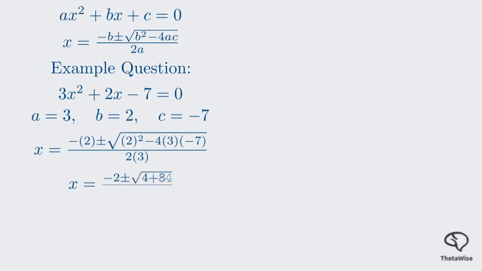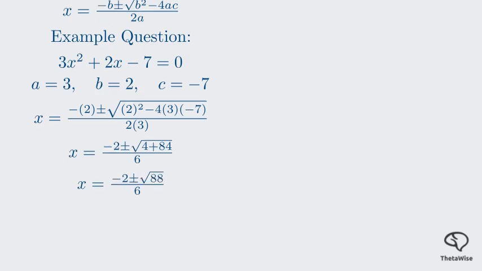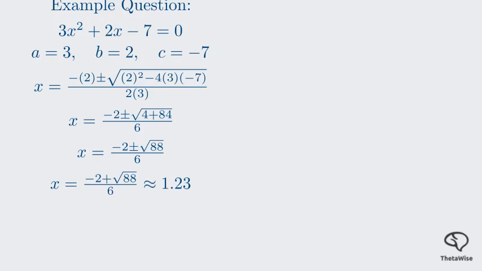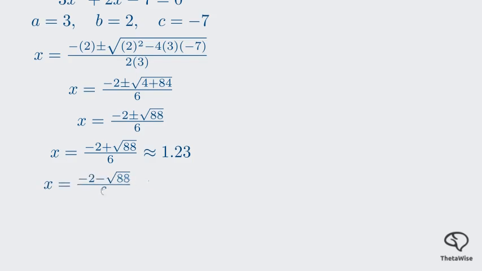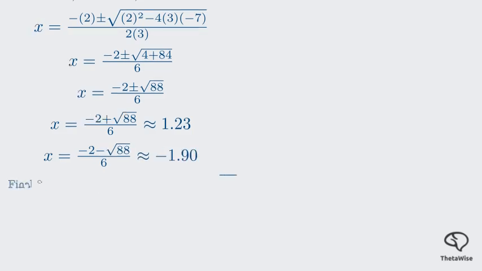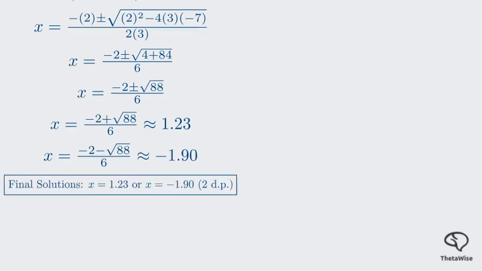Inside the square root, we have 2 squared, which is 4, and negative 4 times 3 times negative 7, which is positive 84. This simplifies to x equals negative 2 plus or minus the square root of 88, all over 6. Now we split this into two calculations, one for the plus and one for the minus. Rounding to 2 decimal places, our solutions are 1.23 and negative 1.90. We've now met our third objective.